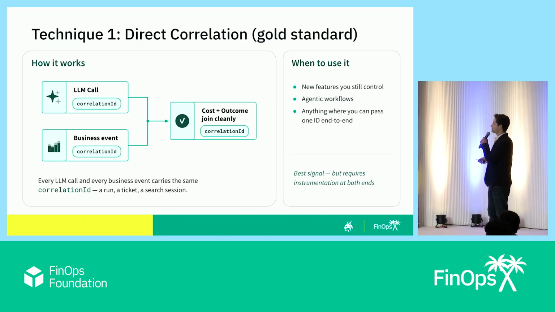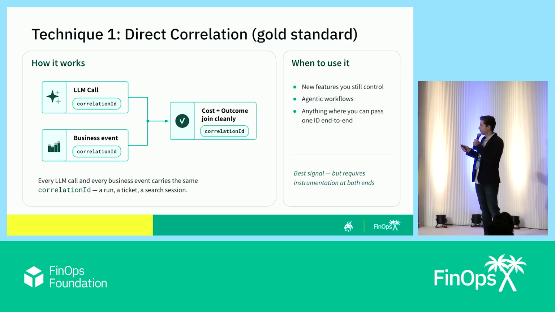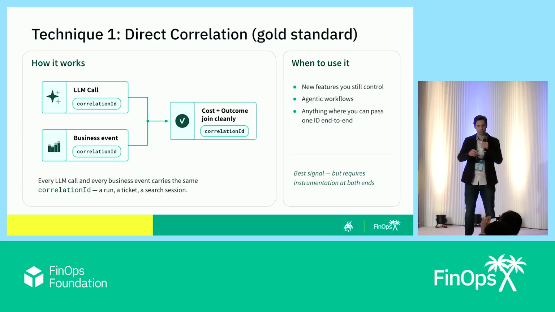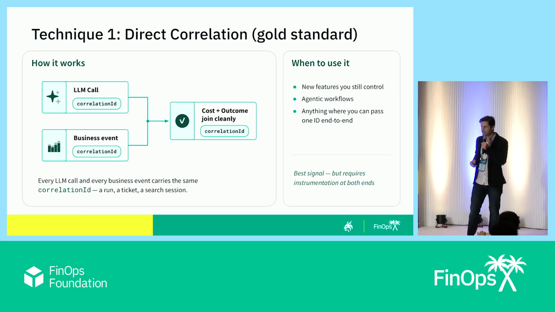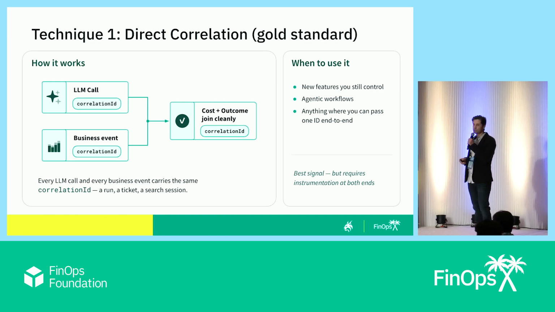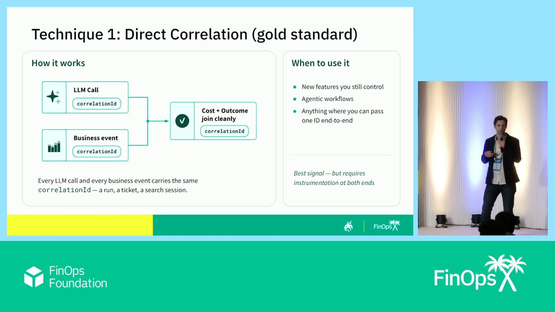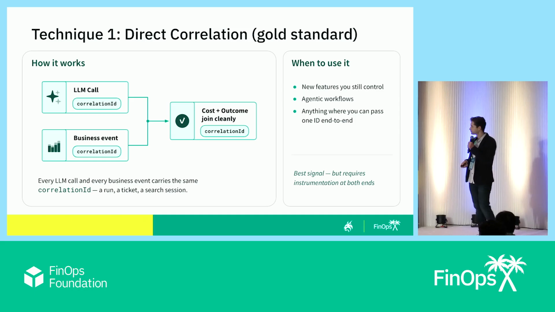Technique number 1, direct correlation. It consists in assigning a unique ID from your LLM call all the way to your business events. Simple join, no fuzzy matching. It works really well when you control the whole instrumentation through to your business outcomes. It works really well also for agentic workflows, because in most cases you are already orchestrating your agents, so it's relatively easy to feed a correlation ID to your agents.